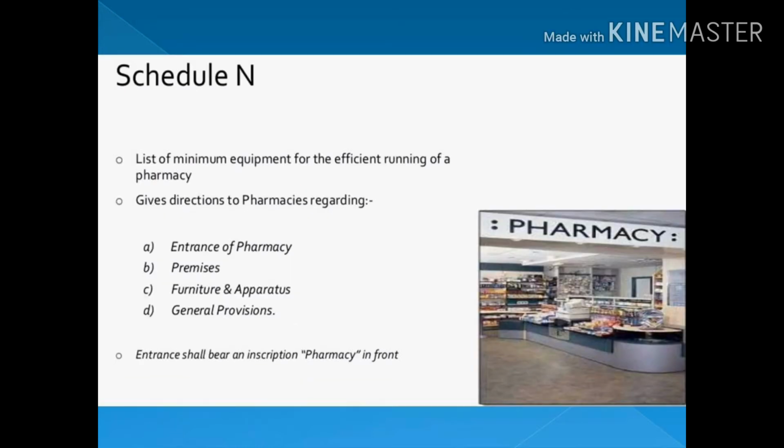Schedule N contains the list of minimum equipment for the efficient running of a pharmacy. It gives directions to the pharmacy regarding the entrance of the pharmacy, premises, furniture and apparatus, and general provisions. The entrance shall bear an inscription "Pharmacy" in front.